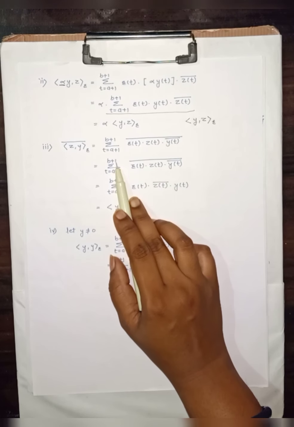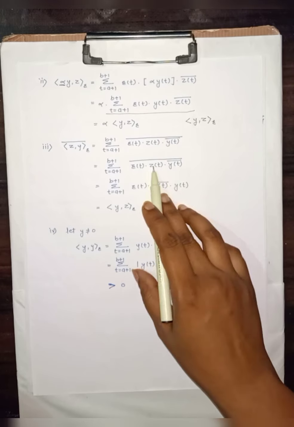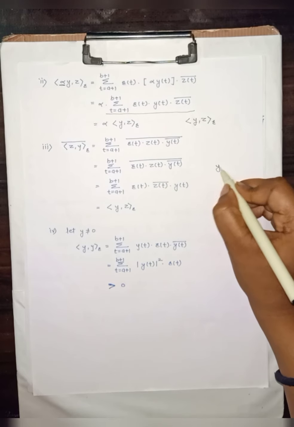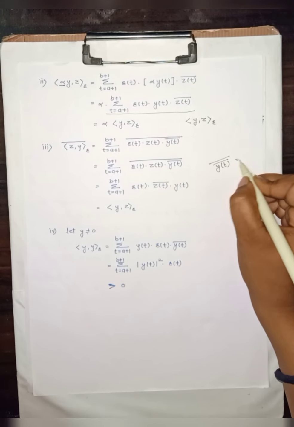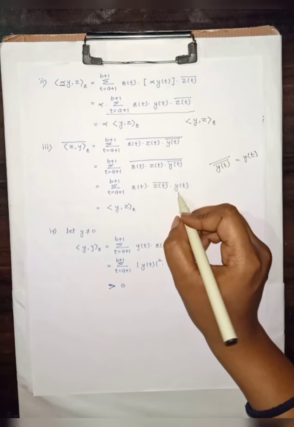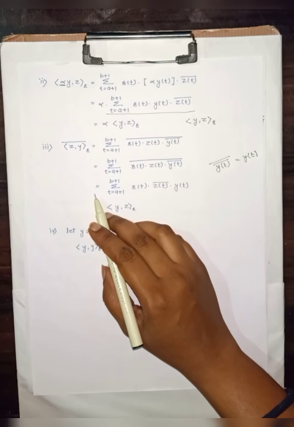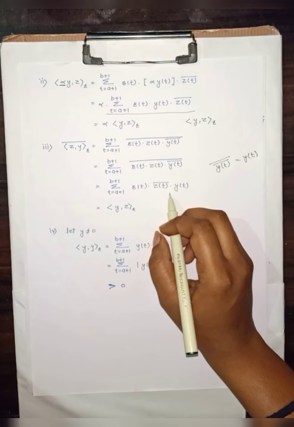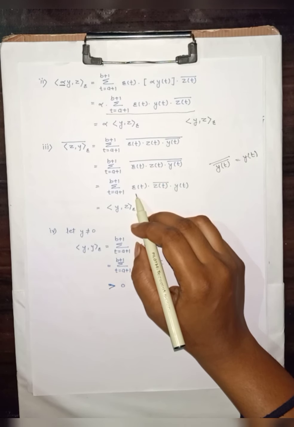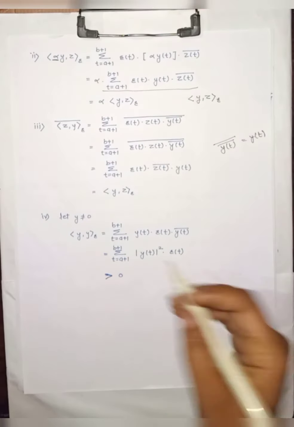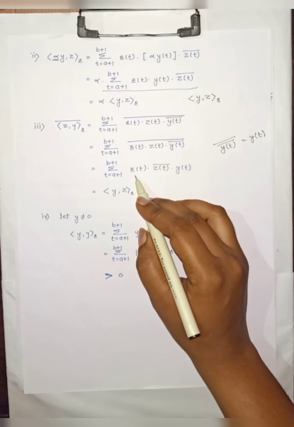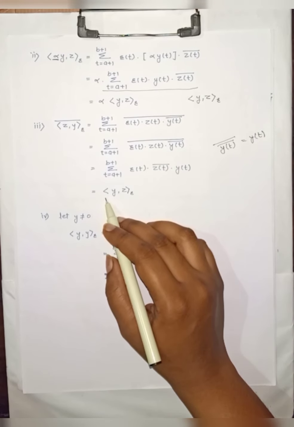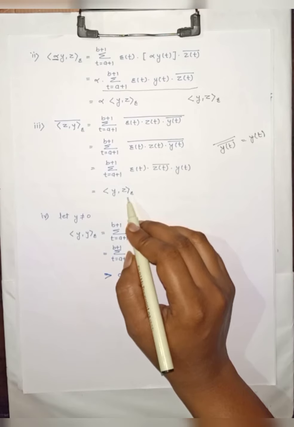equals to summation from t equals a plus 1 to b plus 1 of conjugate of r of t, z of t and conjugate of y of t. So in the previous theorem we have seen y of t conjugate of conjugate will be given as y of t. So y of t is out of the conjugate, therefore equals to summation from t equals a plus 1 to b plus 1 of r of t, z of t conjugate and y of t. Since this is weight function, there is no conjugate over it, therefore this whole term can be written as the inner product of y z with respect to weight function r.